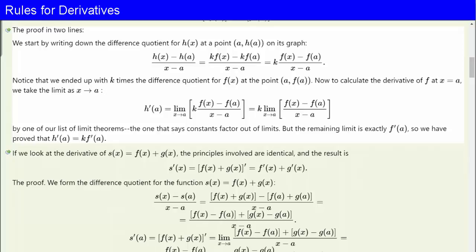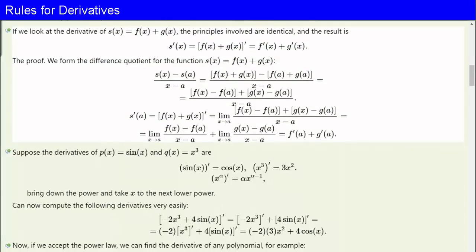We can factor the k out of that limit by one of our list of limit theorems, the one that says that constants factor out of limits. But the remaining limit is exactly f prime at a, so we have proved that h prime at a is k f prime at a.